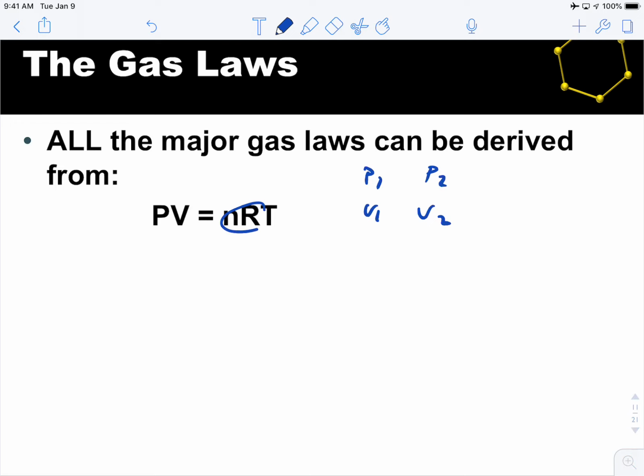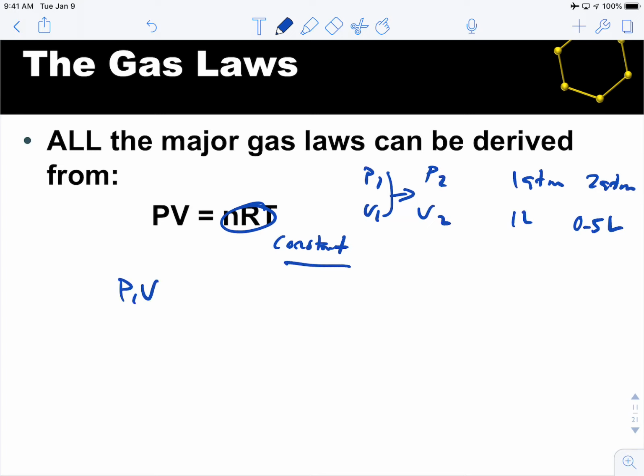So if this is constant here, it doesn't change when I change from the P1 parameters to the P2 parameters. Let's just say I have 1 atmosphere initially, and I have 1 liter. And then I increase it to 2 atmospheres. Now you might have learned in lab that the new volume would be half of that, 0.5 liters. Well, this is still constant, which effectively means that P1V1 equals P2V2. That's the idea, that this is constant. You can set these two equal to each other because they're both equal to this constant.